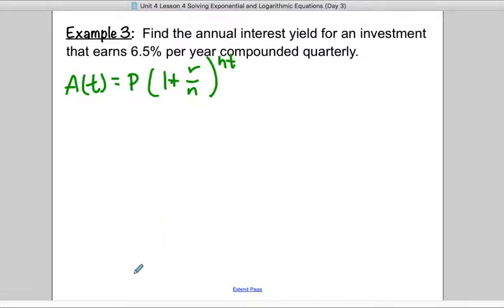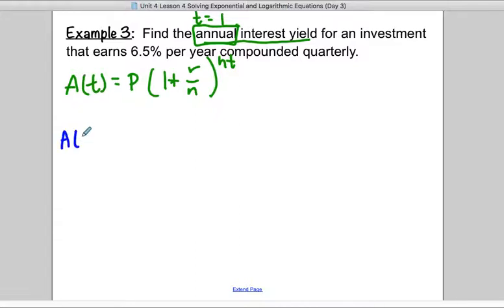So in order to solve this one, they're asking us to find the annual interest yield. Well, annual means 1 year, so really we can assume T is equal to 1 when I solve this type of problem. And then I'm going to go ahead and put in my quarterly and compare it. So let's just start plugging in what we know.